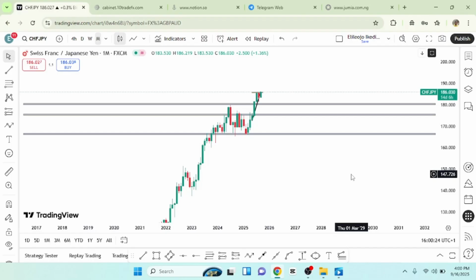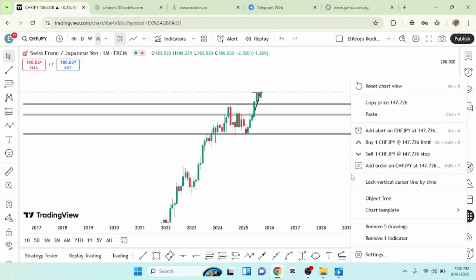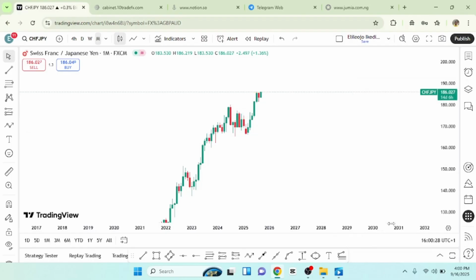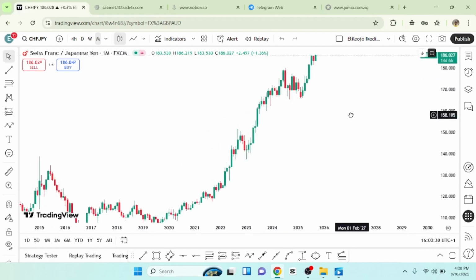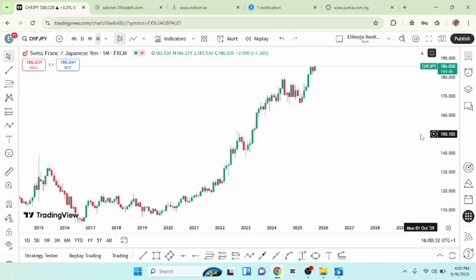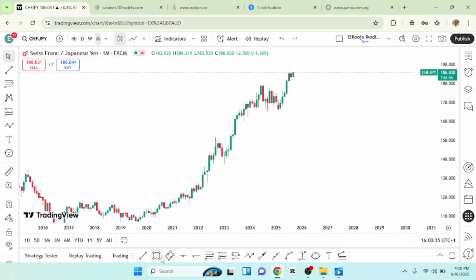All right. So the first thing I'm going to do now is remove all my drawings. I will remove all the drawings I have on my chart. Let me make this smaller. So I'm going to pick up my blue bar. This is my blue bar here, the rectangle. And then I'm going to start from my left hand side and I will extend it.